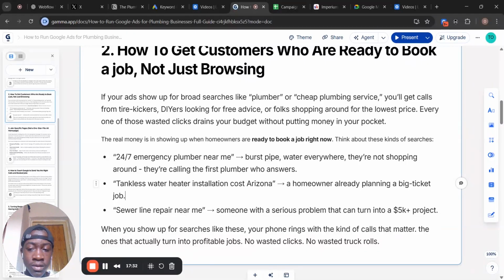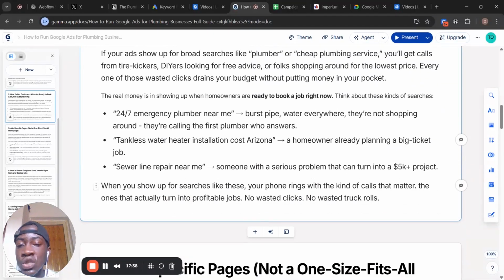And if you can show up for this kind of search, these people already have some budget, and they're high ticket, so they can afford this. So sewer line repair near me, these are the kind of searches you're supposed to be showing up for. High intent searches, someone with a serious problem that can turn into a 5K plus project. And you know how sewer line repair is. So when you show up for searches like these, your phone rings with the kind of calls that matter, the ones that actually turn into profitable jobs, not wasted ad clicks and wasted truck rolls, your team going out and coming back without actually servicing any jobs.